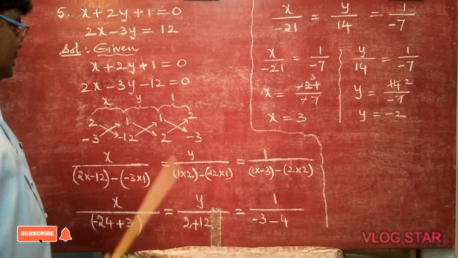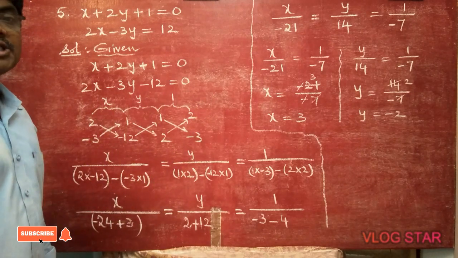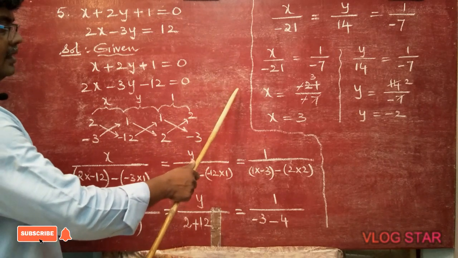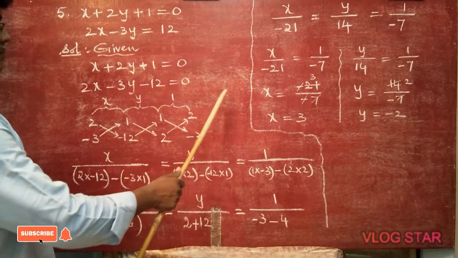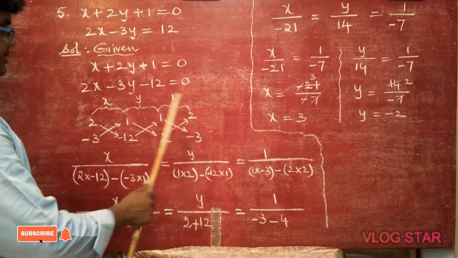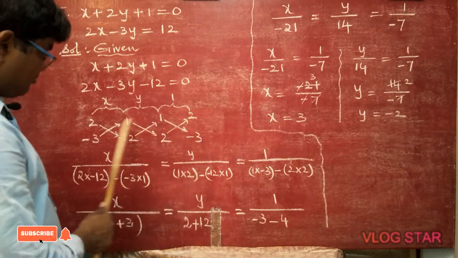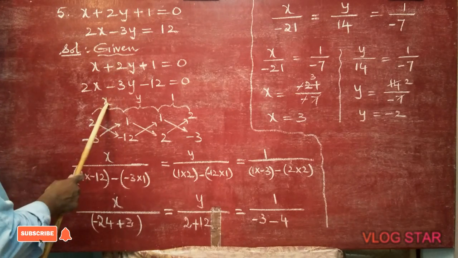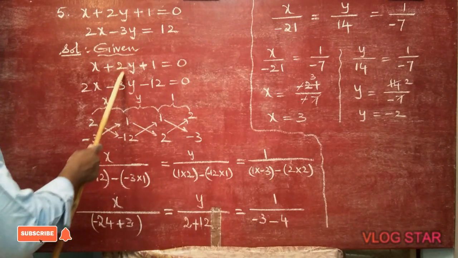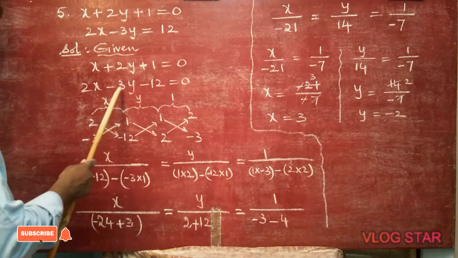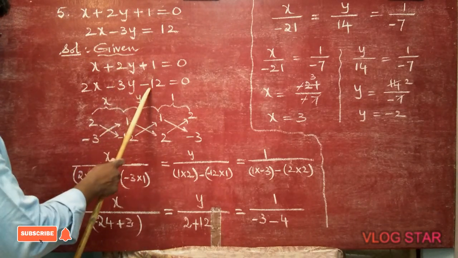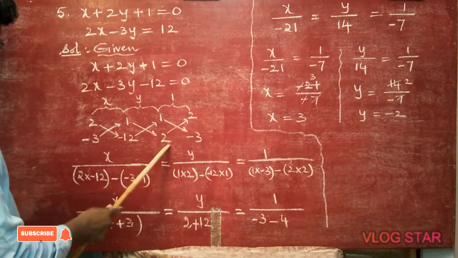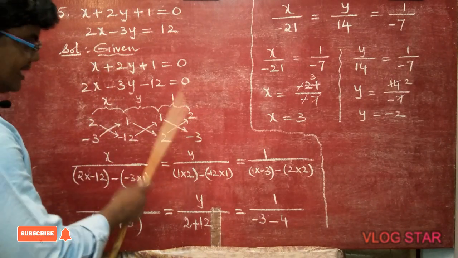Check that one. Then only by the method of cross multiplication we have to write that. By the method of cross multiplication we have, then write this diagram. Coefficients of x, y, constant. Start with coefficients of y: 2, minus 3; 1, minus 12. Next coefficients of x: 1, 2. And what you wrote first, again repeat in the last.